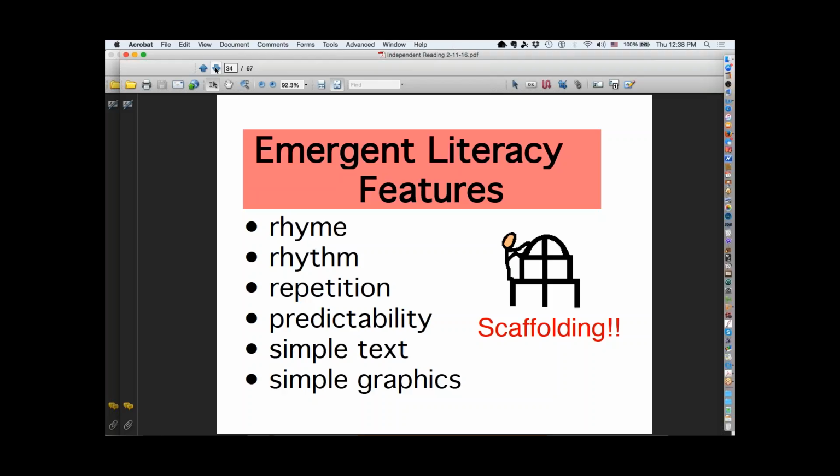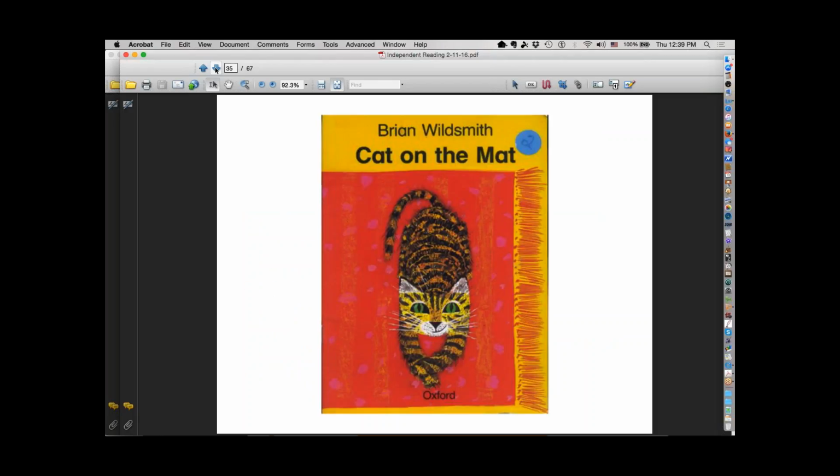Simple text. We want to have a lot of words that are Dolch types of high frequency words, and simple graphics that will support them. So if we have the word giraffe, that is not an easy word to read. But if there's a picture of a giraffe, then the student who knows that pattern can figure out that it's going to say, "They sent me a giraffe. I had to send it back." So let's look at another very simple one called Cat on the Mat.